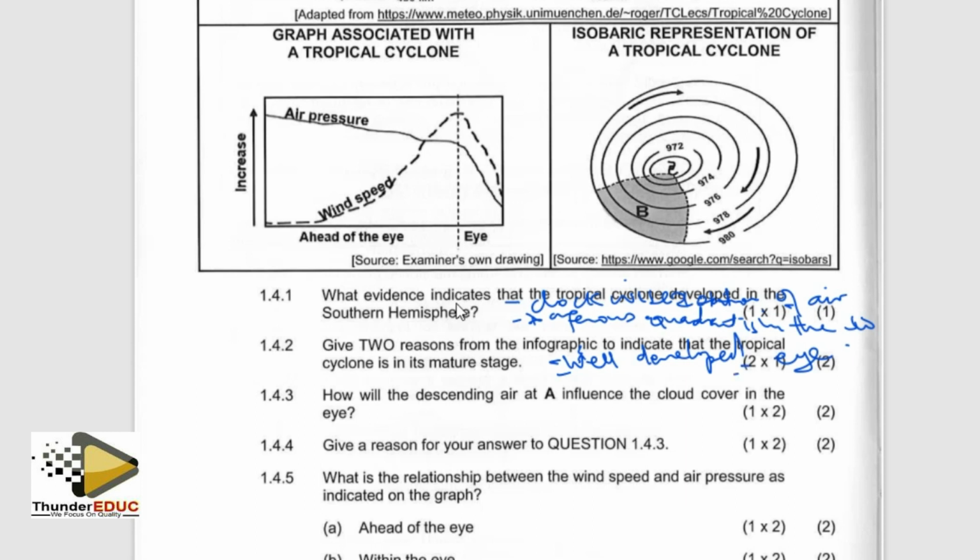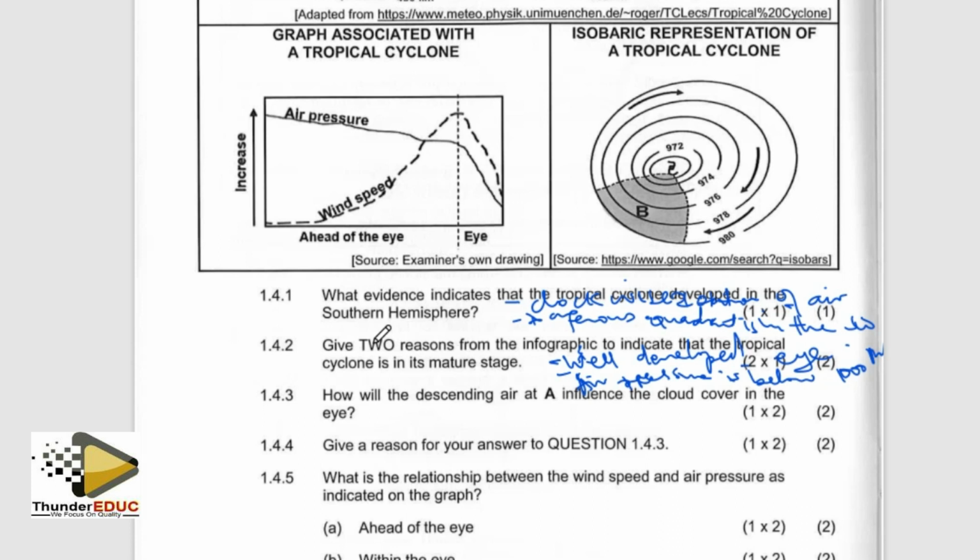Then we can also look at the air pressure. Air pressure is below 1,000 MBs. The air pressure is below 1,000 MBs. So all those ones are evidence. You can give other evidence, the eye is well developed.